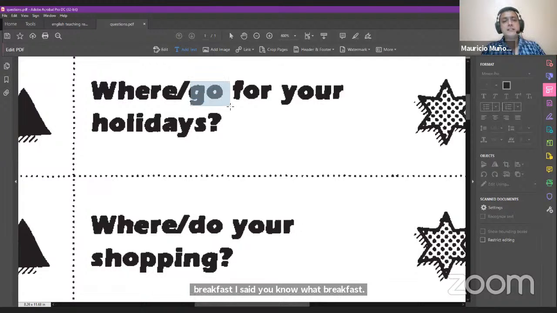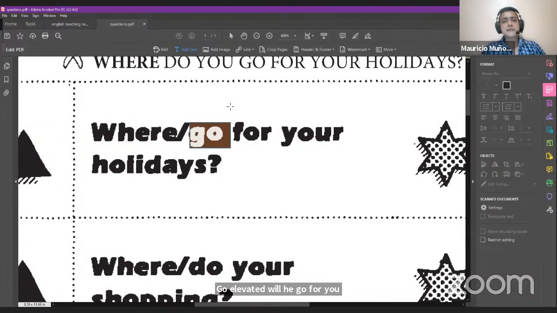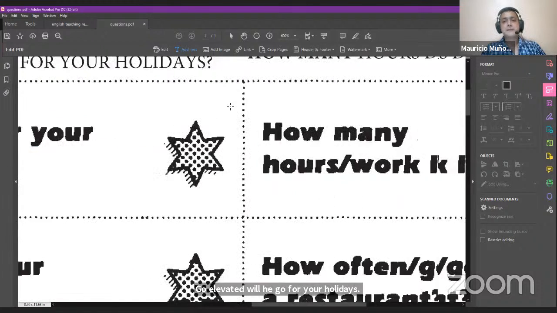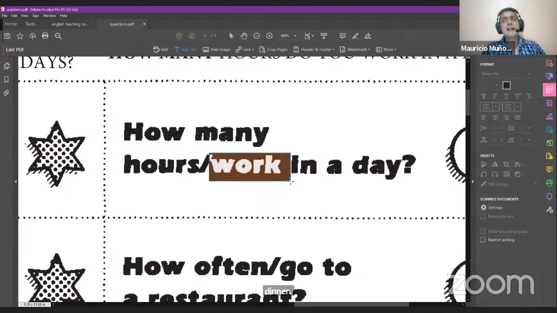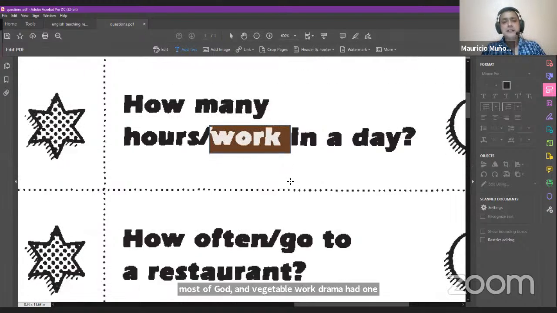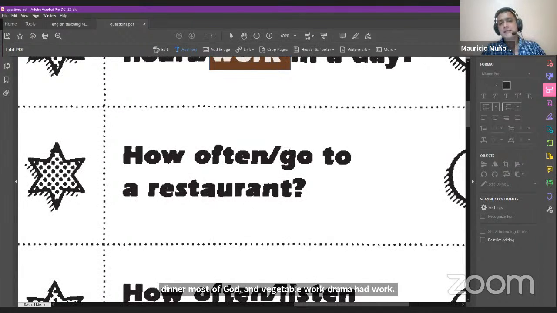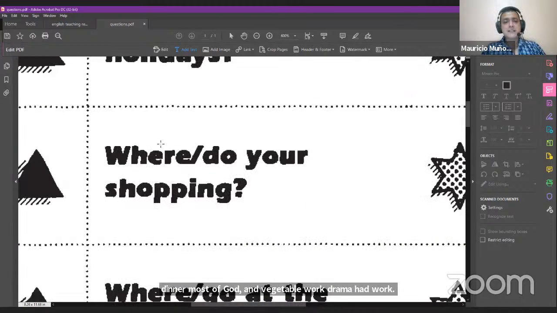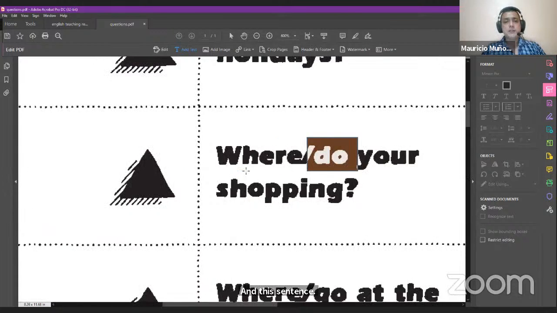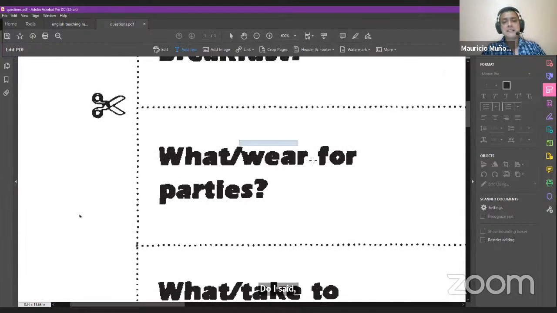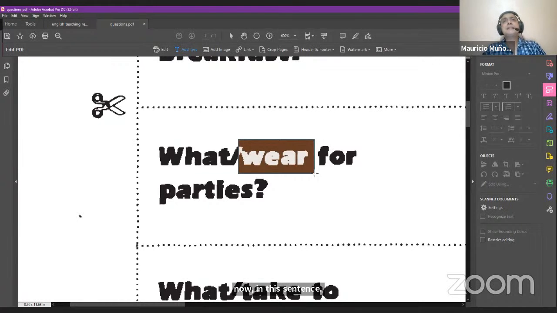Go, el verbo ir. Go for your holidays. Ir. Tenemos acá el verbo work, trabajar. En la siguiente tenemos una vez más el verbo ir. Go. In this sentence, do, hacer. Now, in this sentence, wear, vestir o llevar puesto.